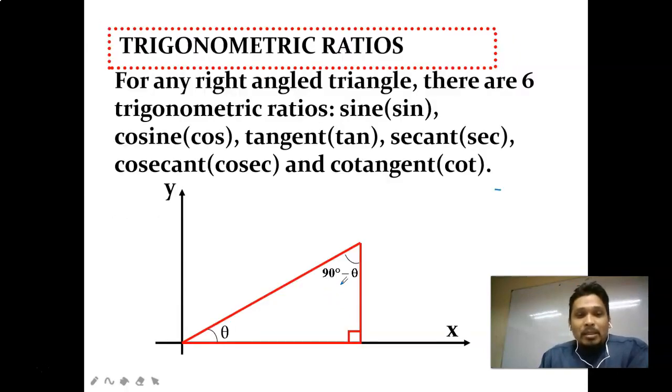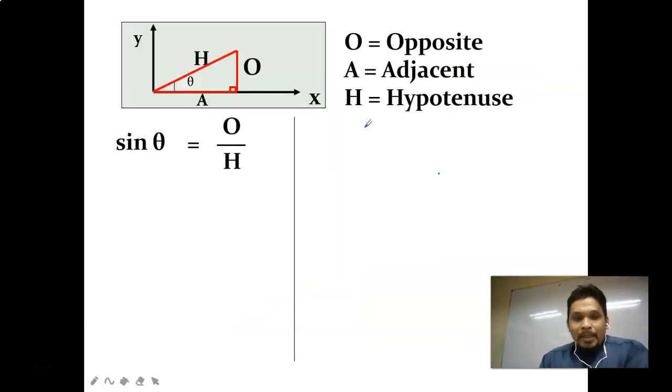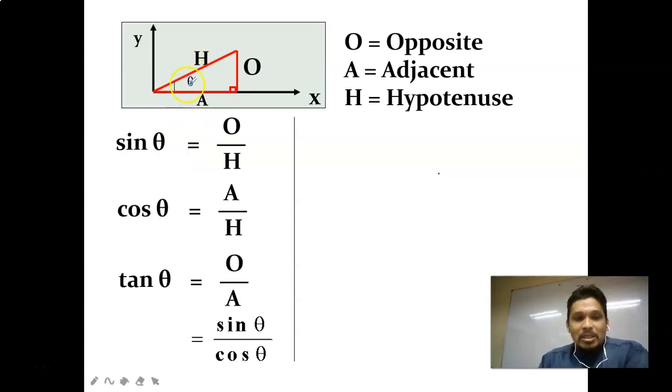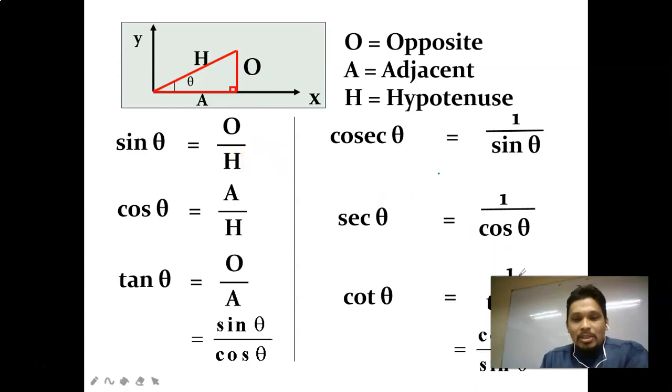Okay, so just imagine that there is a right angle triangle on the first quadrant of the x and y axis. So we're going to look into the trigonometric ratios: sine, cosine, tangent, secant, cosecant, and cotangent. For example, here this is the angle of the triangle on the first quadrant. We have O for opposite, H for hypotenuse, and A for adjacent. So sine theta equals opposite divided by hypotenuse, cos theta equals adjacent divided by hypotenuse, and tangent theta equals opposite divided by adjacent. Then cosecant, secant, and cotangent.